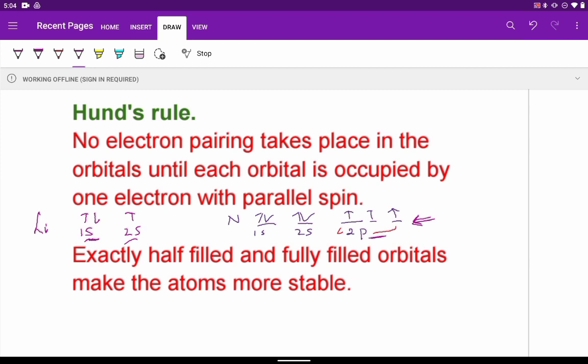And also one more rule is there. Exactly half-filled and fully filled orbitals make the atoms more stable. So 1s is occupied by 2 electrons, it will be very stable. 2s maximum capacity is 2, if it is filled by 2 electrons, it will be very stable. Here in case of nitrogen, you see 2p3 orbitals, maximum capacity is 6, but it is half filled. So half-filled and fully filled orbitals make the atoms more stable.